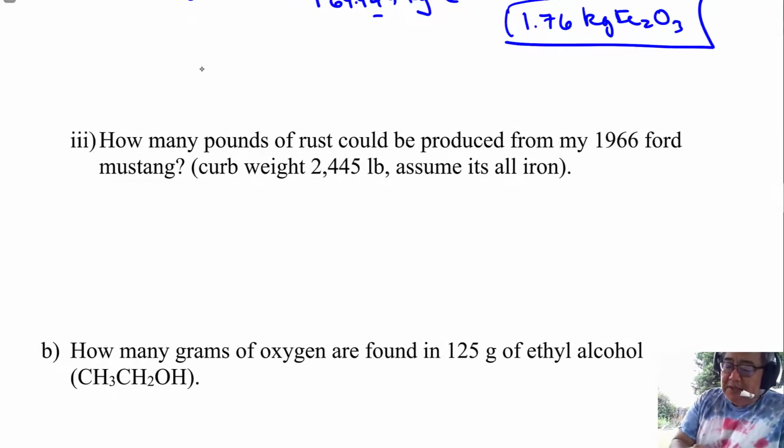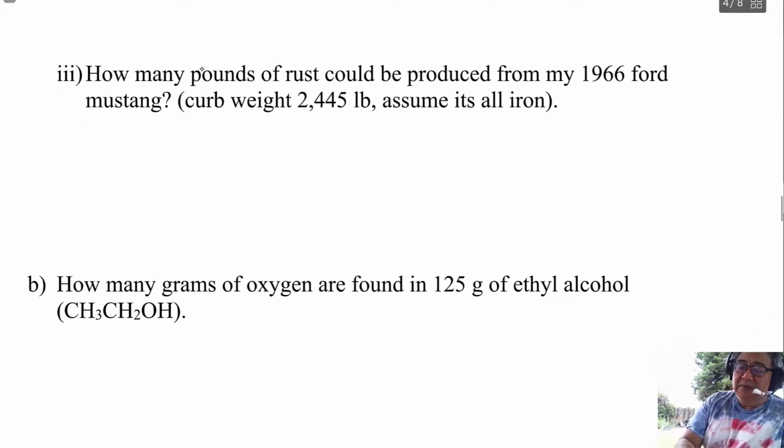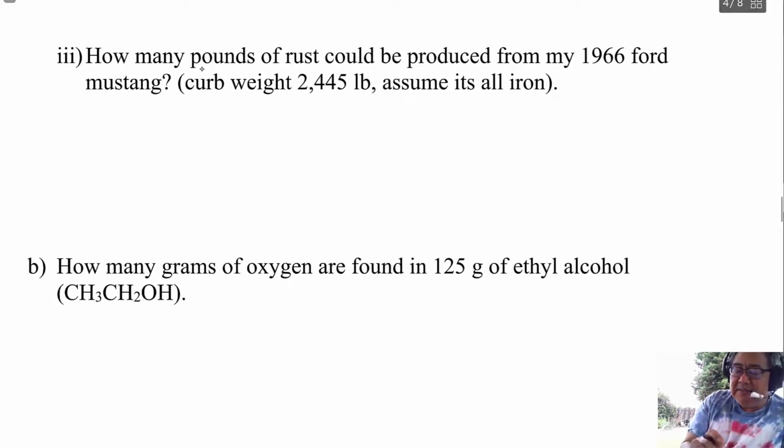I guess this is just kind of a funny one on my part. How many pounds of rust could be produced from my 66 Ford Mustang? Its curb weight, and assume it's all iron, is 2,445 pounds. If that's how much my car weighs, how much rust could I make out of it, assuming it's all iron? There's a few bits and pieces of vinyl and stuff in there. So we're going to look for pounds of Fe2O3.